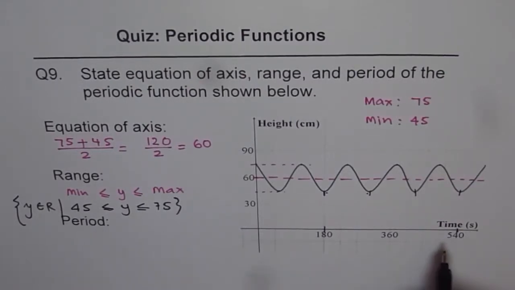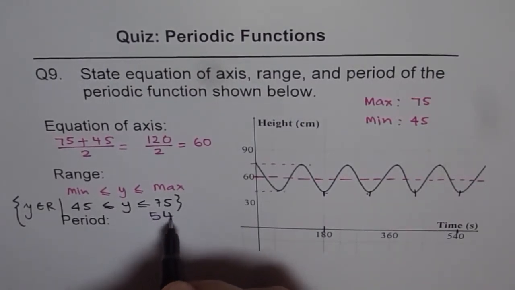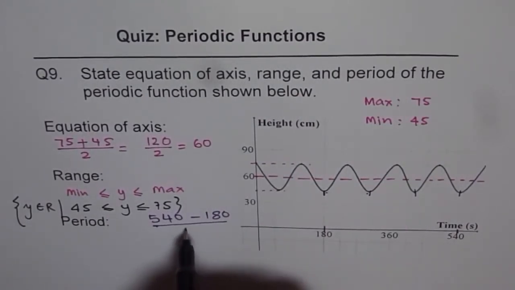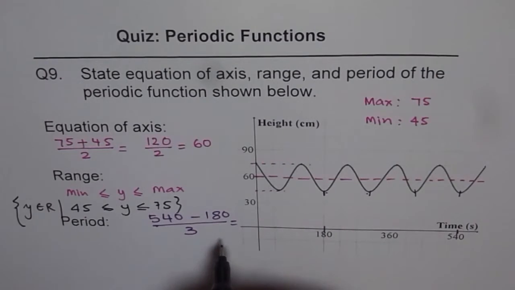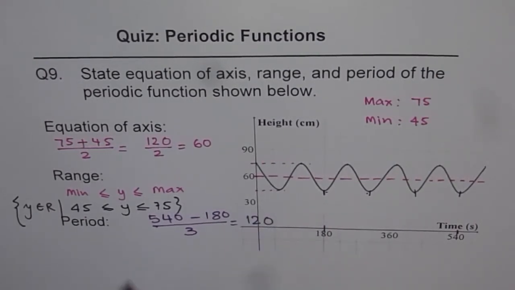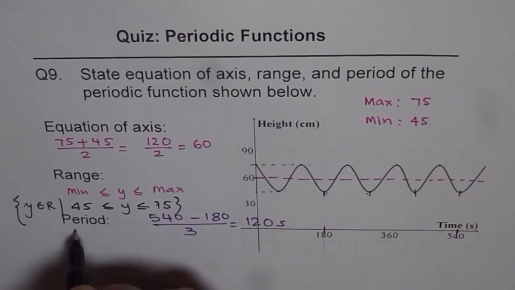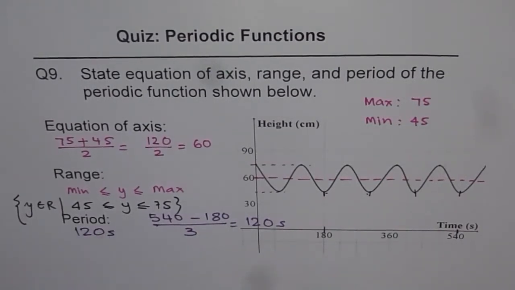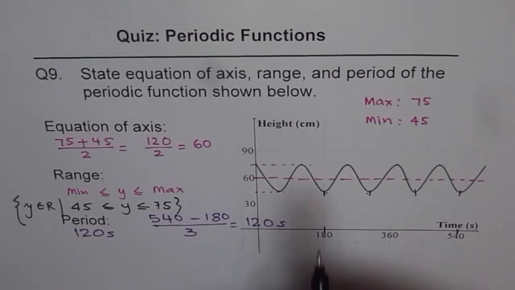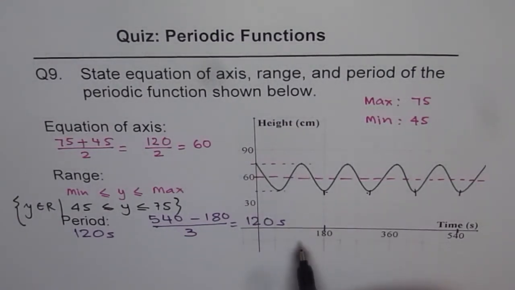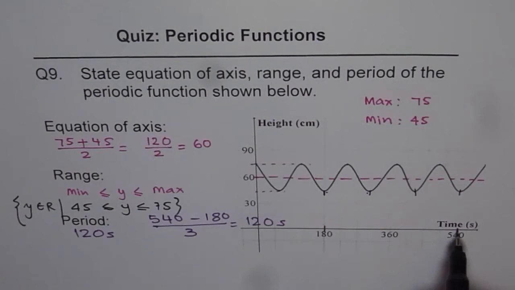So to find period, what we can do is we can do 540 minus 180 divided by 3, and that gives us 120. So the period is 120 seconds, correct? So that is how you can get your answers for the given question, right? So from the graph, actually you can read the values, right? You could approximate it using this value also, but I think this gives you more accurate results.